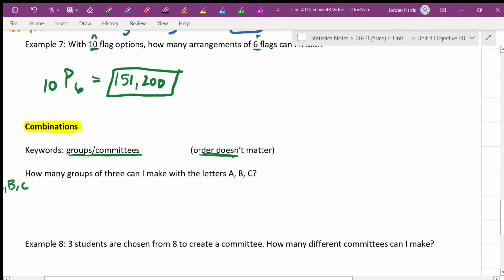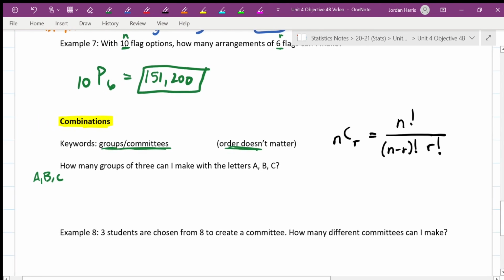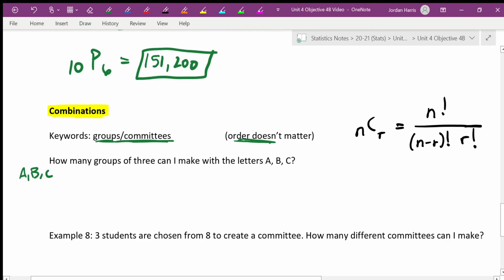I forgot to type out the formula. nCr is n factorial over n minus r factorial, r factorial. I'm not even going to use it this time because we're just going to jump right into using the combinations, but there is a formula. So in this case, n and r represent the same thing, it's just a C in between. So n is the number of options, r is the number of spots.